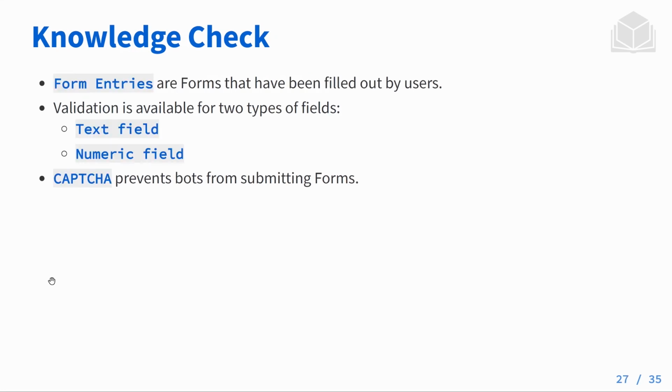Form entries are forms that have been filled out by users. Validation is available for two types of fields: the text field and the numeric field. And finally, CAPTCHAs prevent bots from submitting forms.